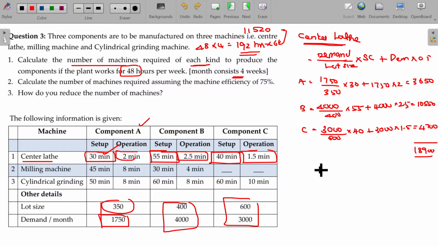Now, number of machines required. Center lathe required. How do you calculate? 18,900 divided by the minutes available, 11,520. Come on. 1.64, otherwise 2 machines.